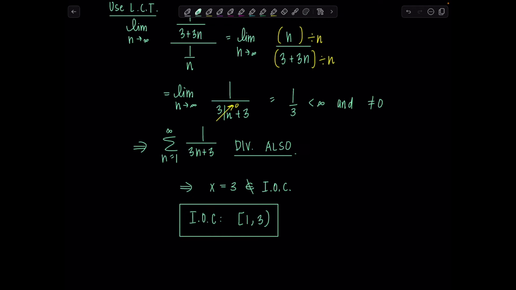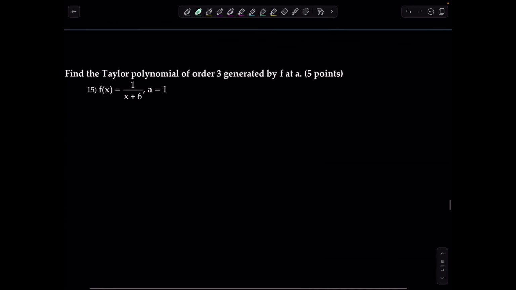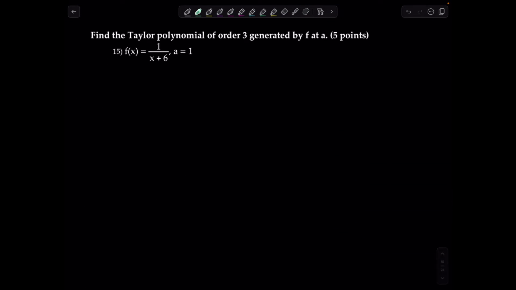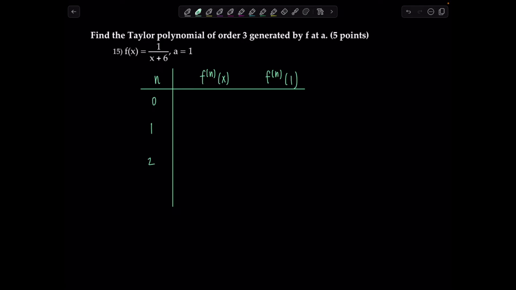All right, moving on, question number 15. Find the Taylor polynomial of order 3 generated by f at a. So f of x is 1 over x plus 6, and a is equal to 1. So let's go ahead, let's make a table. And if it's order 3, then we're just stopping when n is 3. So we'll make a table for n, the nth derivative at x, and then the nth derivative at 1. Okay, and we're just going to go 0, 1, 2, 3.